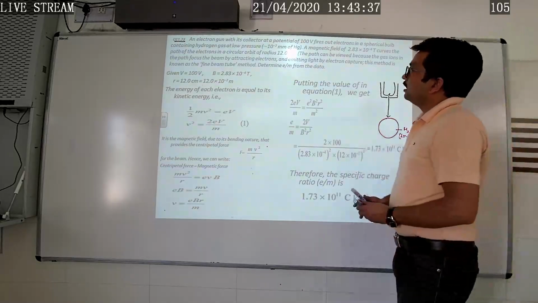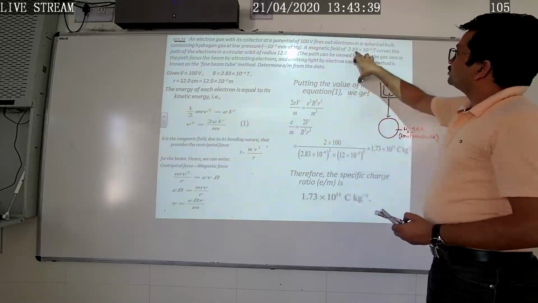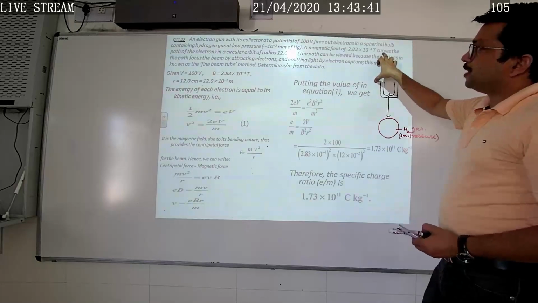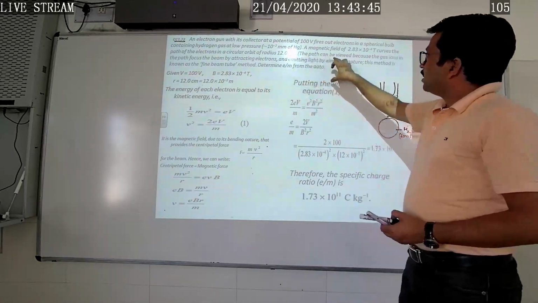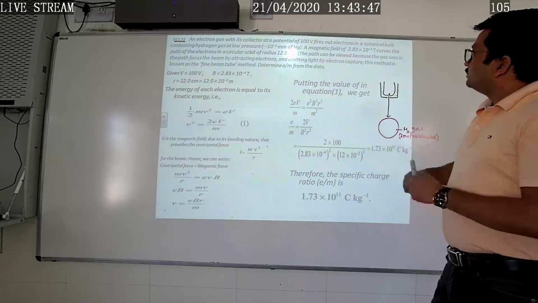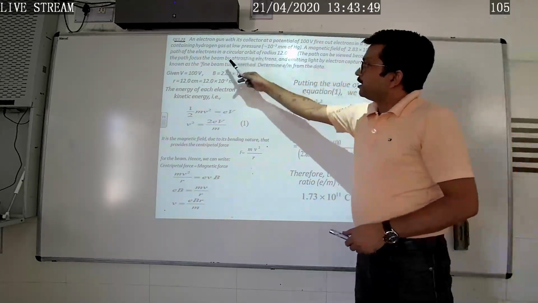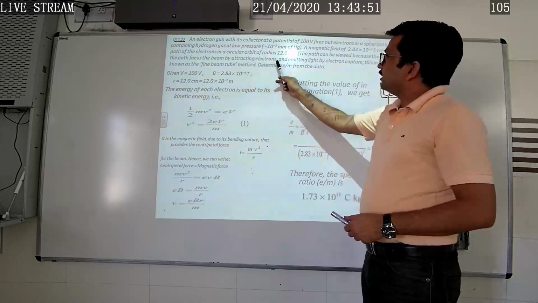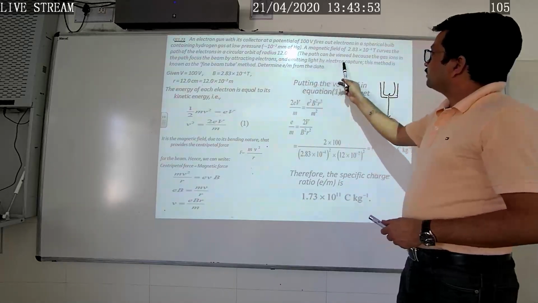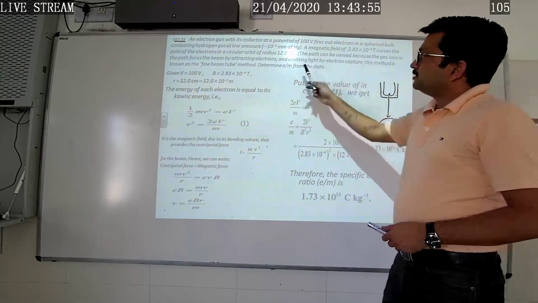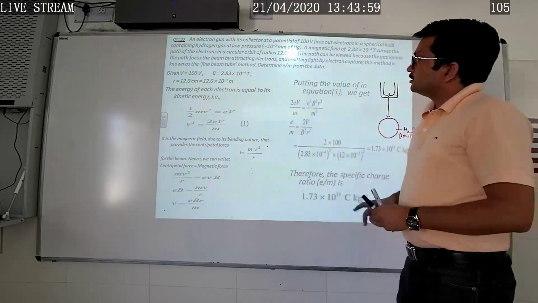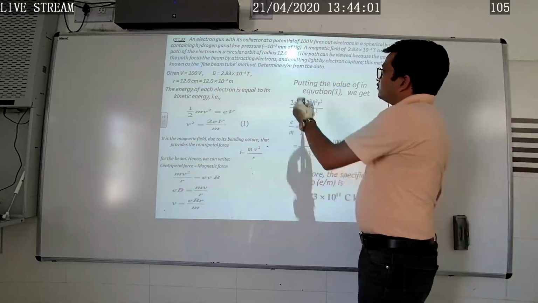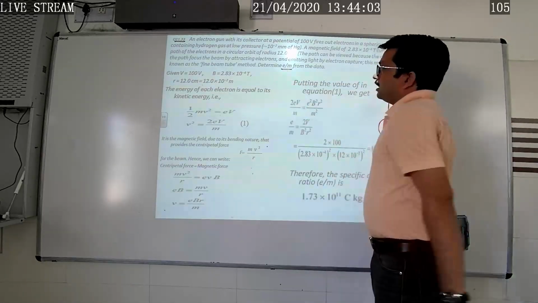Pressure is also given. A magnetic field of this much curves the path of the electron in a circular orbit of this radius. The path can be viewed because the gas ions in the path focus the beam by attracting the electrons and emitting light by electron capture. This method is known as the fine beam tube method. It determines the specific charge ratio, that is e by m, from the data.